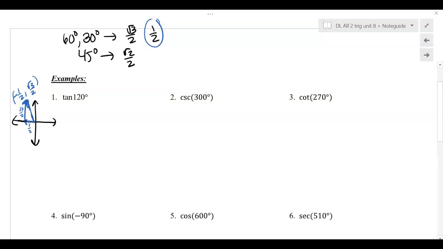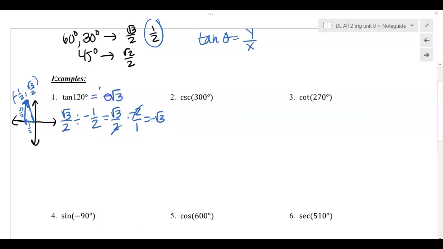Once I've figured out that stuff in my head, I have memorized that tangent of any angle is the y coordinate divided by the x coordinate. And now I just use the information from this to figure this out. So the y is rad 3 over 2 divided by the x of negative 1/2. Rad 3 over 2 times the reciprocal of negative 1/2 would equal negative rad 3. So negative rad 3 is my tangent.